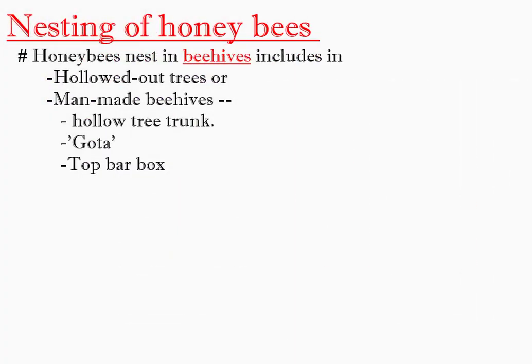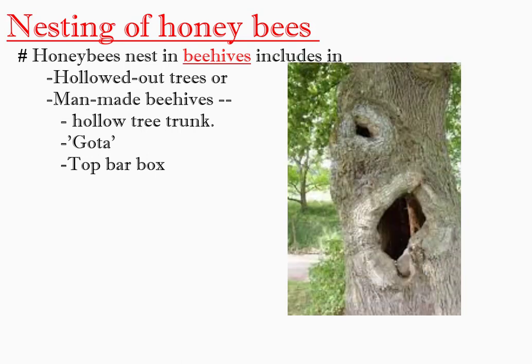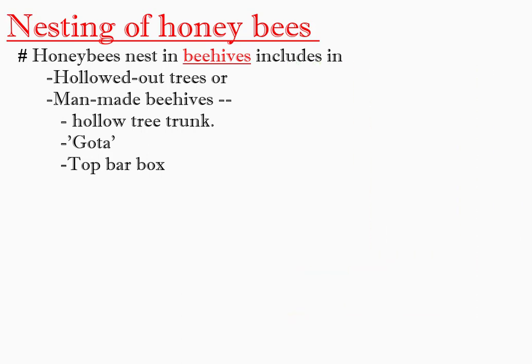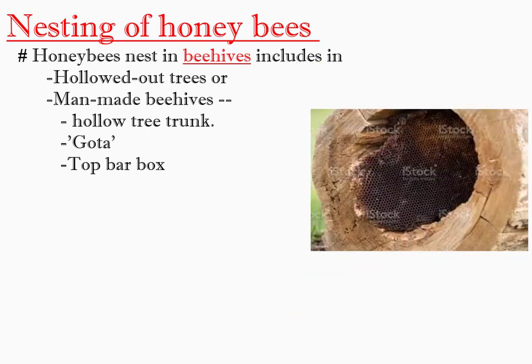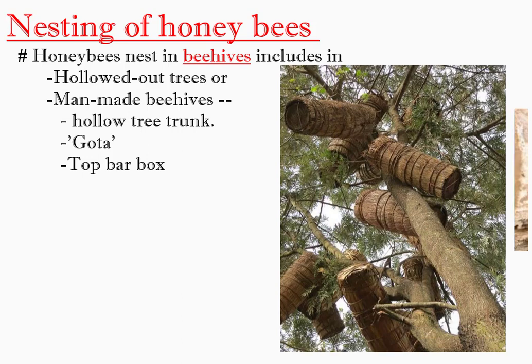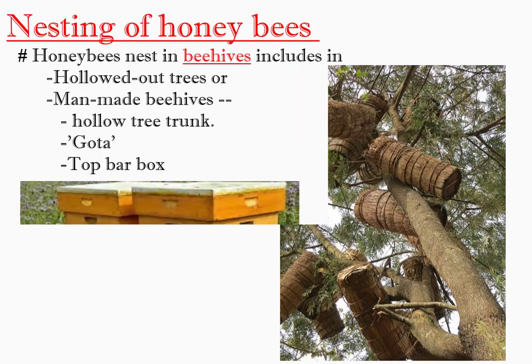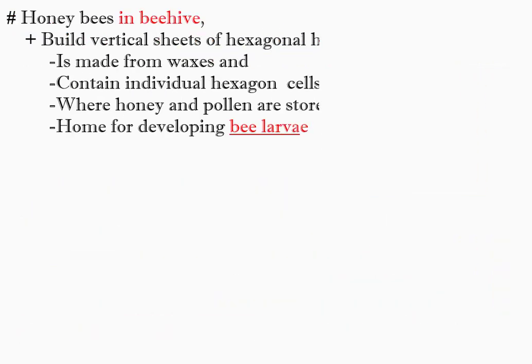When we see nesting of honeybees, they nest or live in large cavities or beehives, such as hollowed out trees or man-made beehives, just as readily as a hollow tree trunk, or other enclosed spaces like gota, which is traditionally made from cattle dung or feces, and top bar box hives.